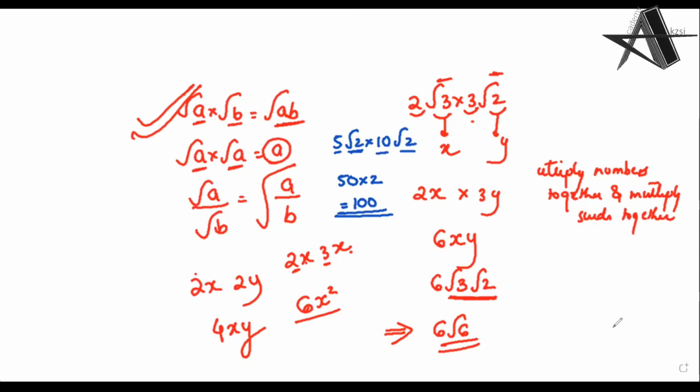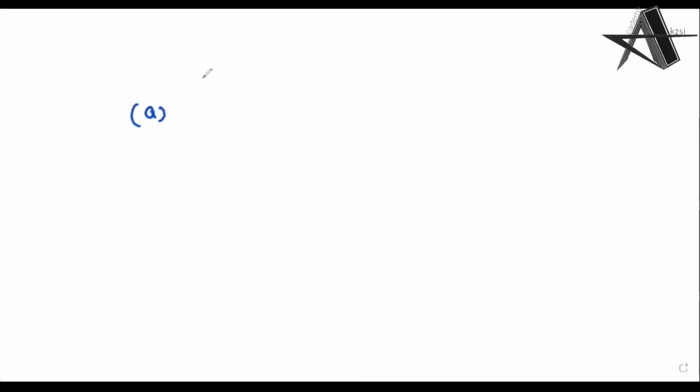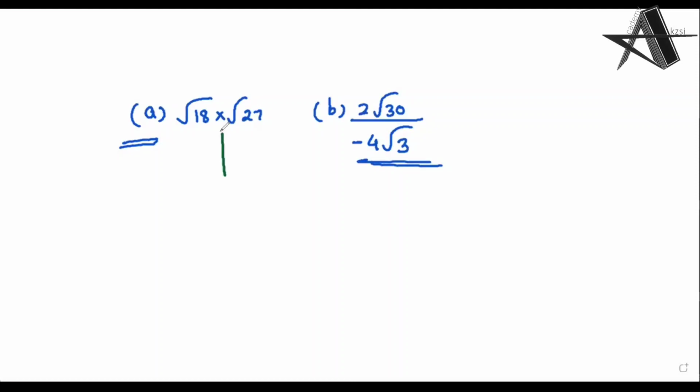So note this down, everyone. Now, these two questions you have to solve. Root 18 times root 27, and B is 2 root 30 over minus 4 over root 3. Solve these two. First thing, whether you are adding, subtracting or doing anything, everyone pay attention, right? It's important. I'm again saying because I have limited time, so I'm quite fast. So just pay attention to what I'm saying.